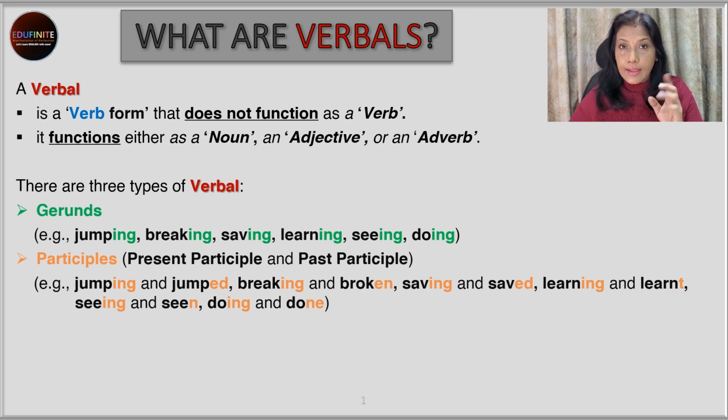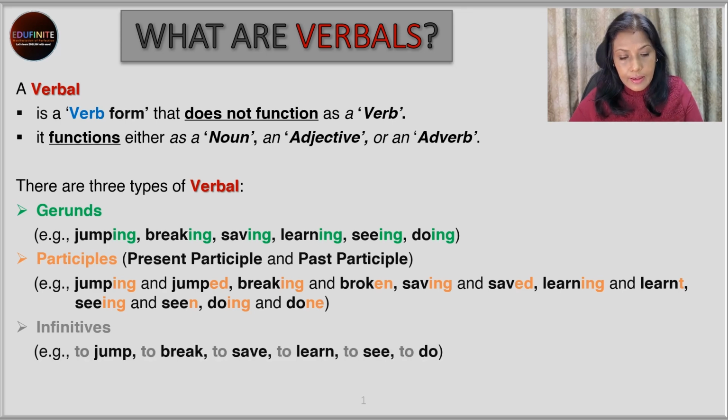And the third type is infinitives. So, how do the infinitives look like? It's to jump, to break, to save, to learn, to see, and to do. So, here we can see that the three types of verbals all look like verbs, but their functions are different. They don't function as a verb in the sentence.